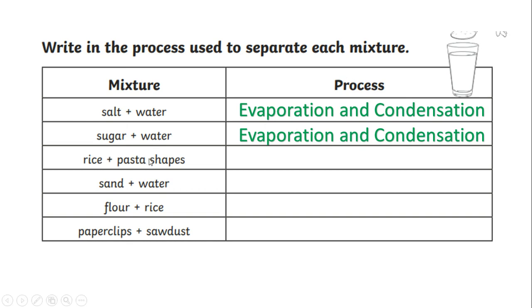Rice and pasta shapes, those are two different size solids. And so we're going to use sieving for that one. Sand and water. We have sand as an insoluble solid. It's not going to be dissolved into the water, so that's definitely filtration. And we have flour and rice. Again, that's two different sized solids. And so that's definitely sieving.